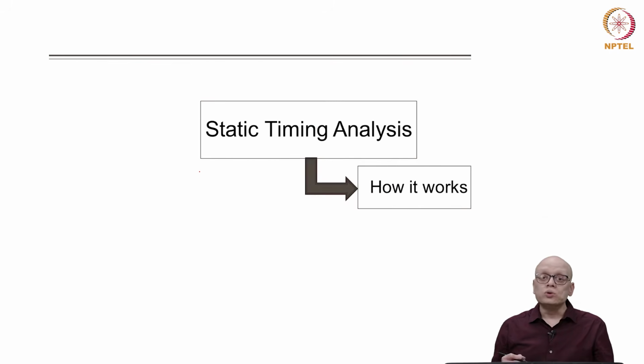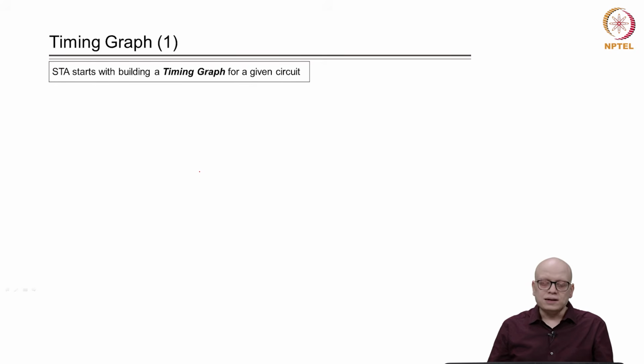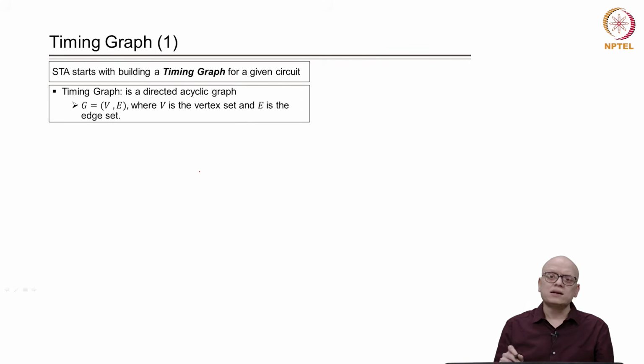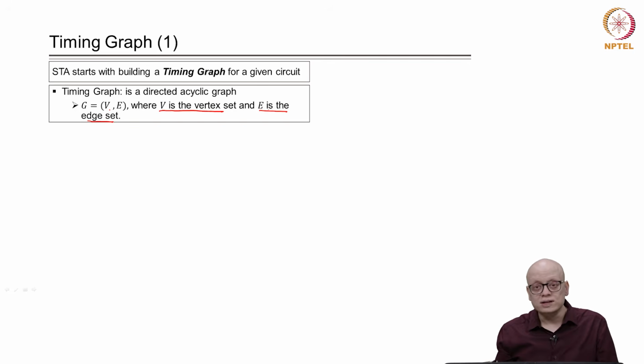Now, let us look into the mechanism of static timing analysis. Static timing analysis starts by building a timing graph of a given circuit. And what is a timing graph? A timing graph, like any other graph, consists of a set of vertices and a set of edges. So we can say that timing graph G is equal to (V, E), where V is the set of vertices and E is the set of edges.